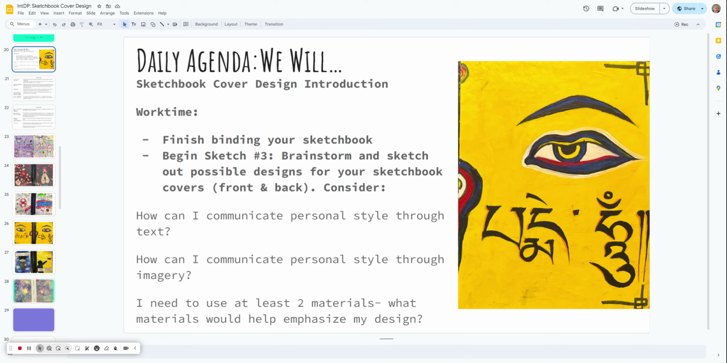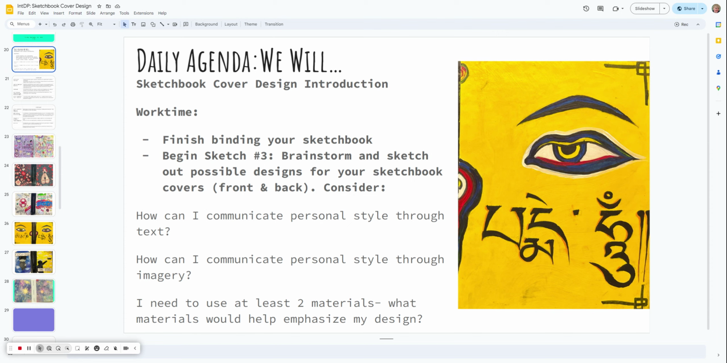And then as you are developing your ideas, I would say just keep it in the back of your mind: you're going to use at least two materials. Think on which materials you would like to use, what's going to help emphasize your overall design, and what's going to show some of that personal style. So that'll be it for today.